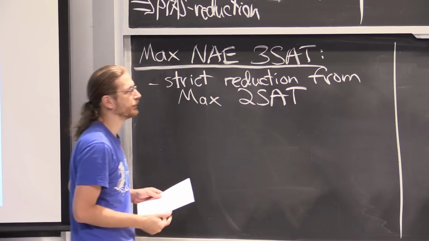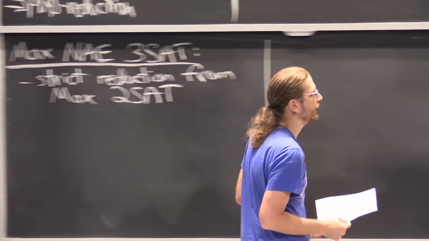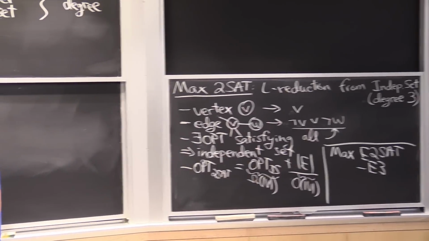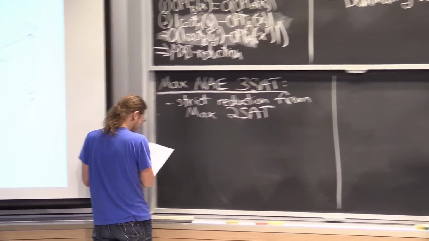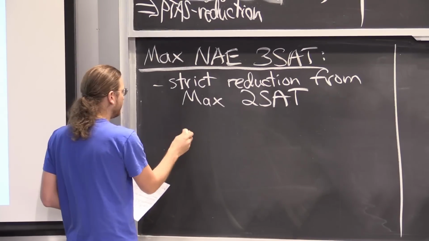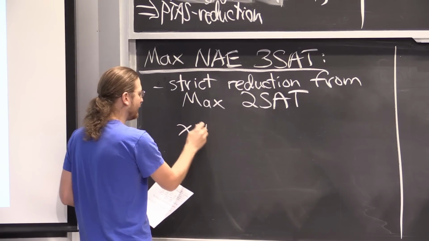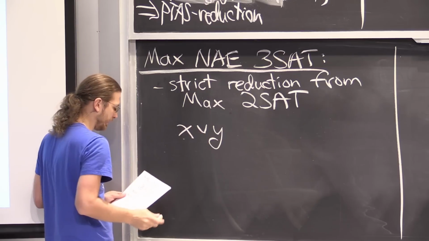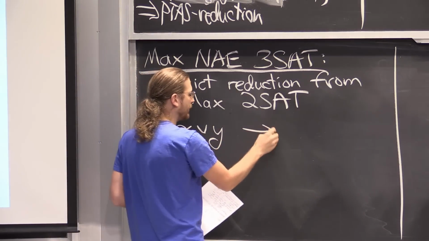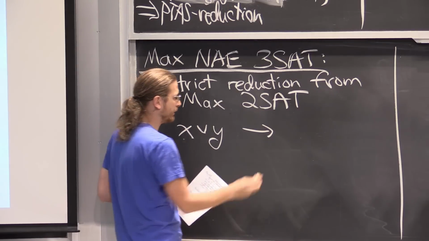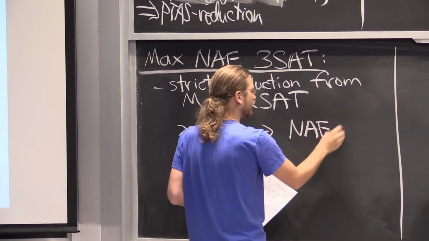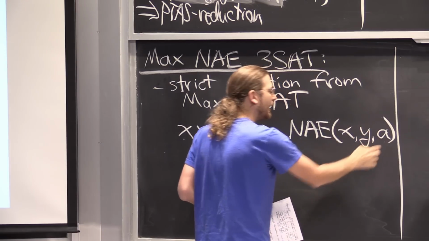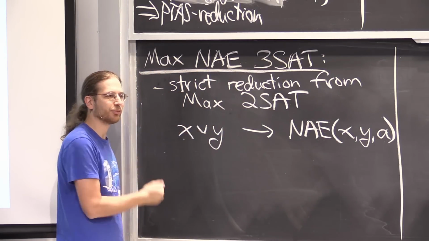Right, yeah. It's again in APX because you can say take a random assignment and you'll satisfy some constant fraction of the clauses. And okay, so here's the reduction. Again, very easy. Suppose we're starting from max 2-sat, so all our clauses look like this. These may be negated or not. And we're going to convert it into not all equal of x, y, and a. A is a new variable, and it appears in every single clause.